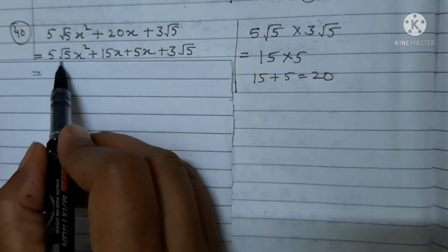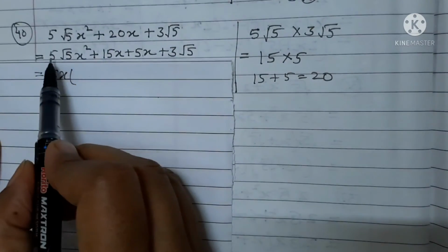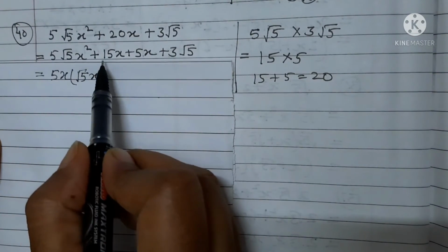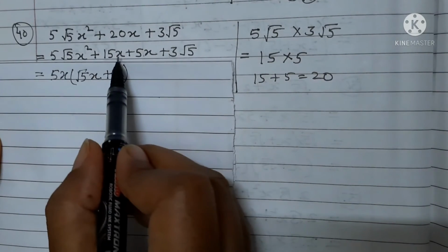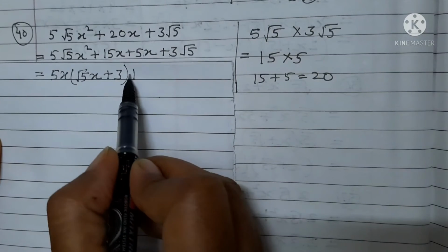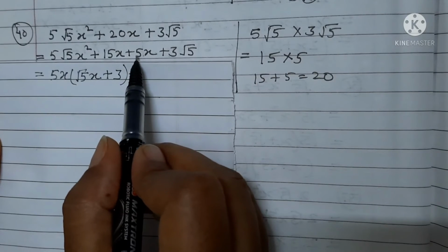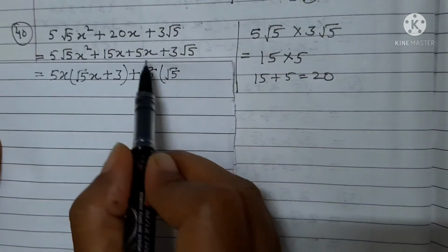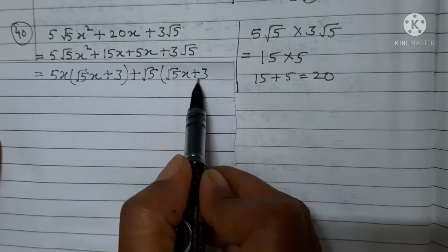Now in these two terms take 5 common, x common, and here in the bracket root 5 and x, plus 5 3s are 15, it means 3 in the bracket, and x we have taken common. Plus in these two terms you can take root 5 common. You can write 5 is equal to root 5 into root 5, so root 5 common. So in the bracket root 5 x plus 3.